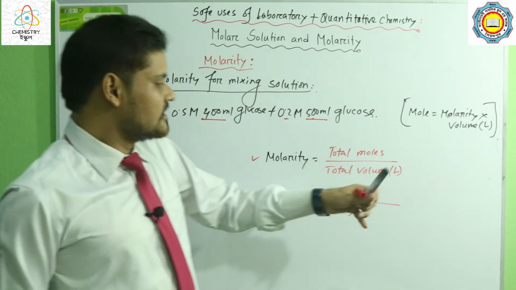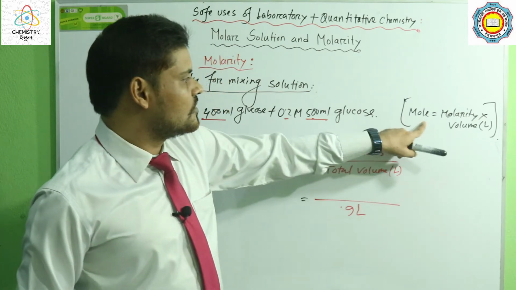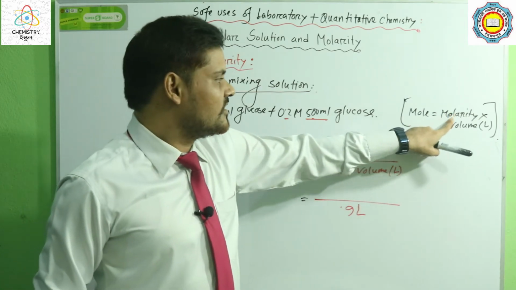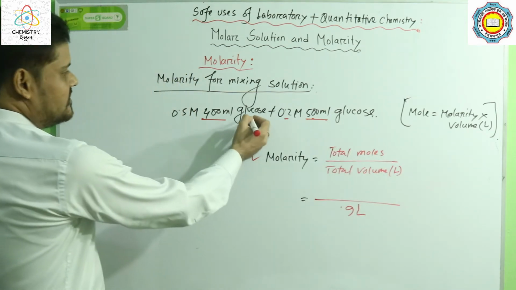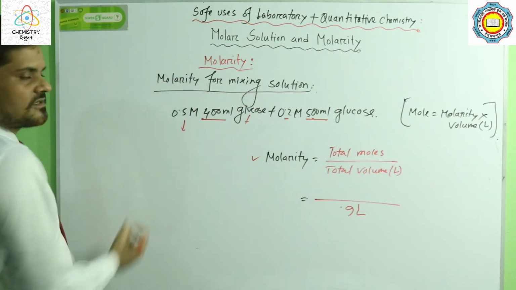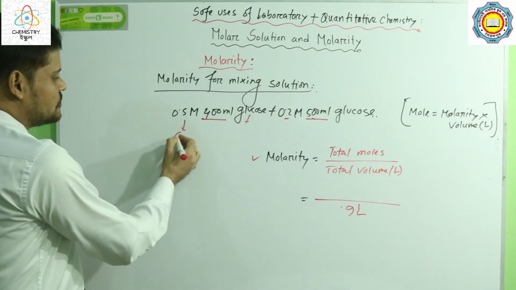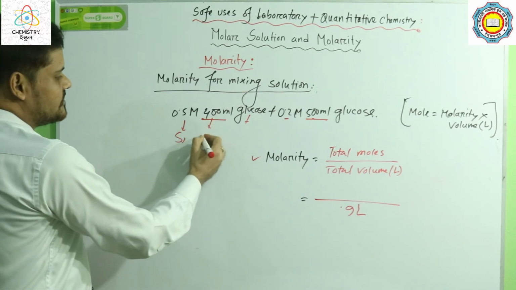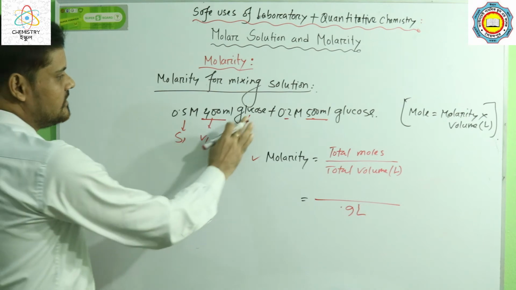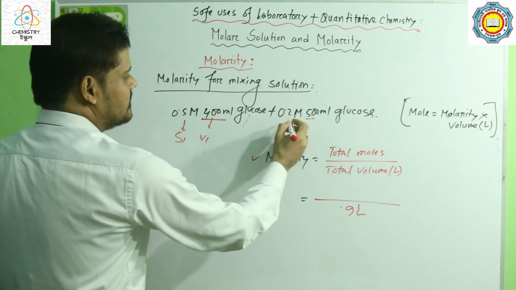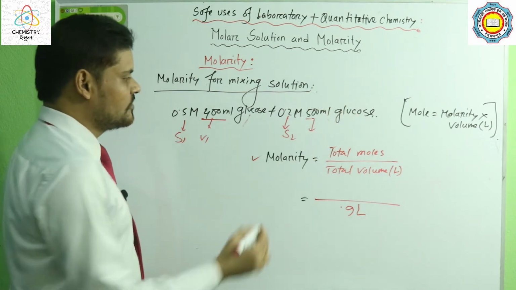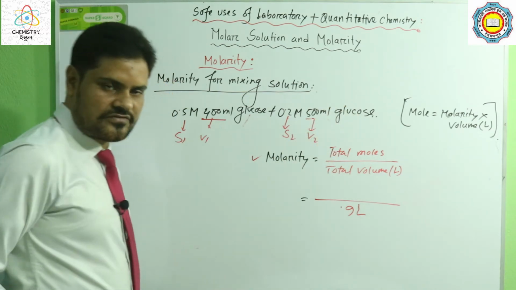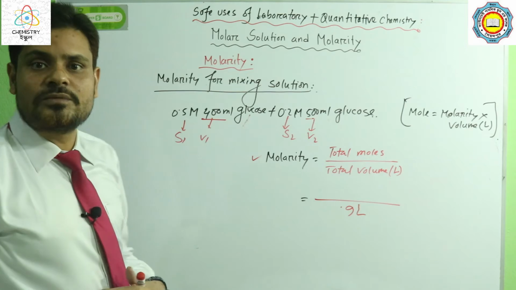Look at this here, learners. We can easily find out the moles by another equation, molarity into volume. Here for the first solution, this is the molarity. If we let it S1, the volume is V1. On the other hand, for another solution, the molarity is S2 and the volume will be V2. Then for the first solution, what will be the mole?